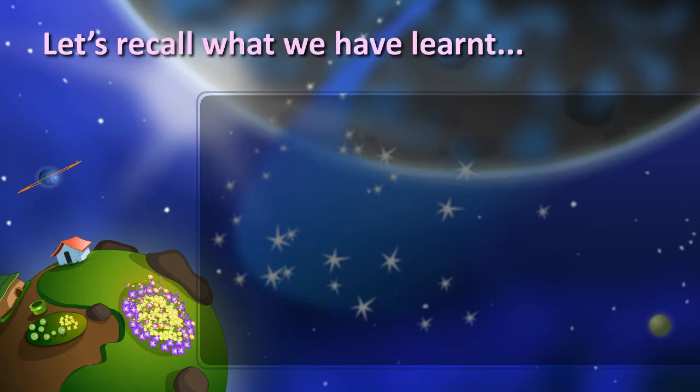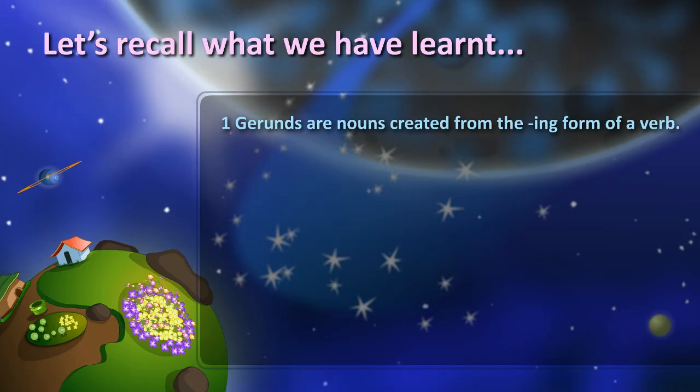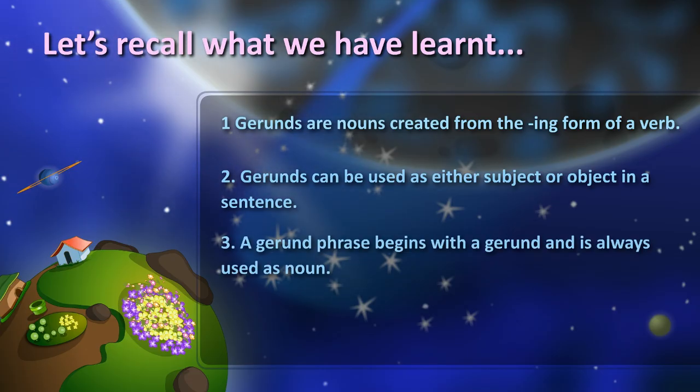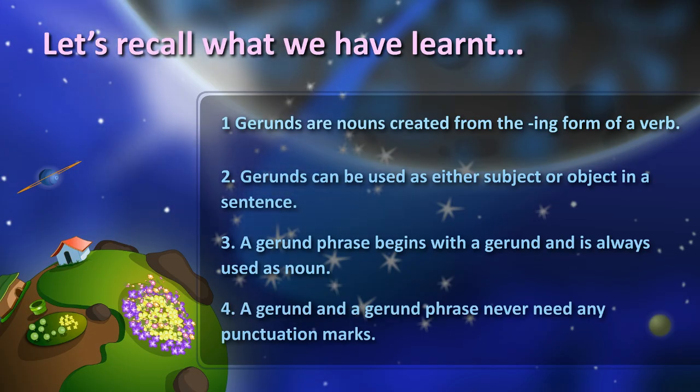Let's recall what we've learned. Gerunds are nouns created from the ing form of a verb. Gerunds can be used as either subject or object in a sentence. A gerund phrase begins with a gerund and is always used as a noun. A gerund and a gerund phrase do not need any punctuation marks.